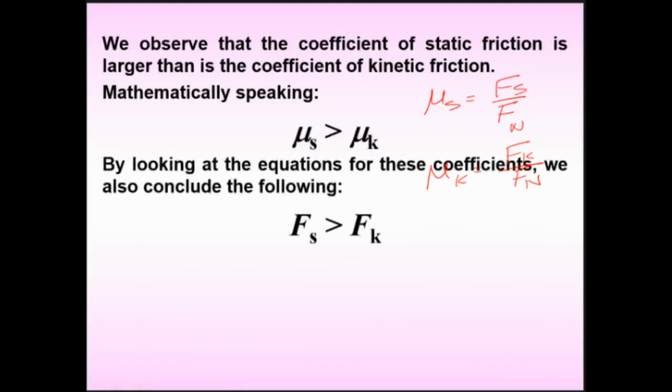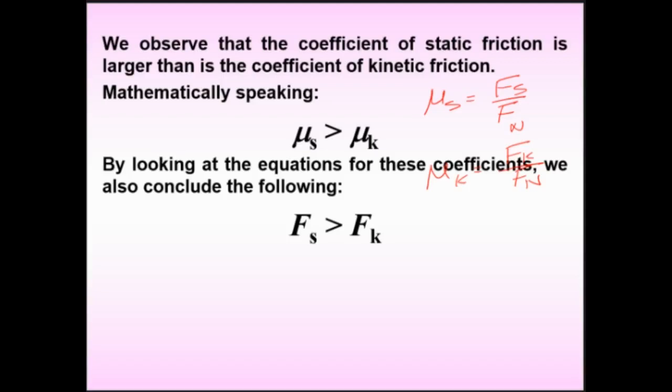If mu s is bigger than mu k, by the way, you might say, hold on, wasn't it equal sometimes? Yeah, I agree. But in 99% of the physics problems you're going to see in grade 12 and first year, you're always going to get a mu s bigger than mu k, which has to translate to Fs being bigger than Fk.